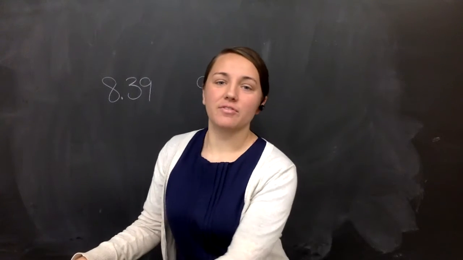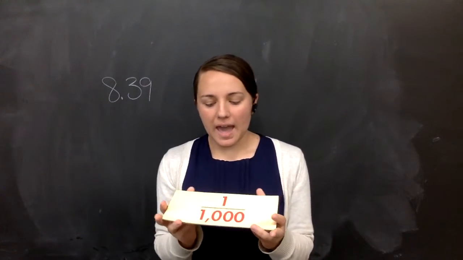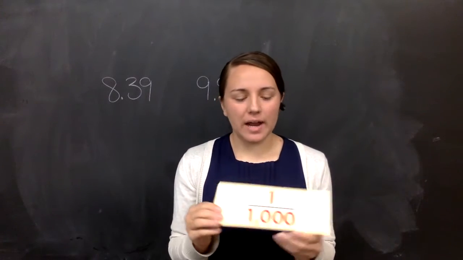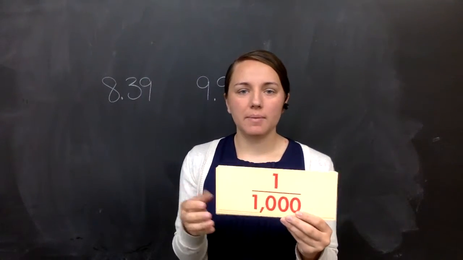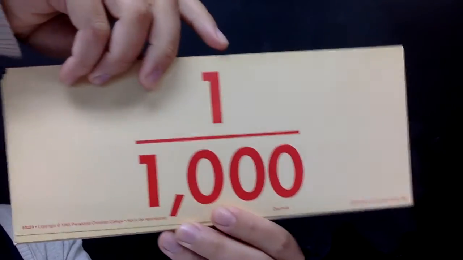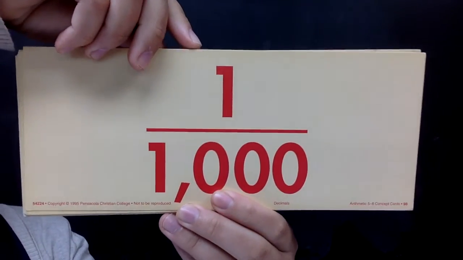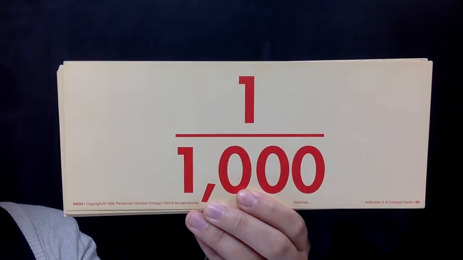Now I have fractions, and I would like you to write the decimal equivalent down, and then after you write it down, I will show you the answer, and you can see if you wrote the correct decimal down. So you'll need paper and a pencil for this. Grab a paper and a pencil. As soon as you have a paper and a pencil, write down the decimal equivalent for 1/1,000.